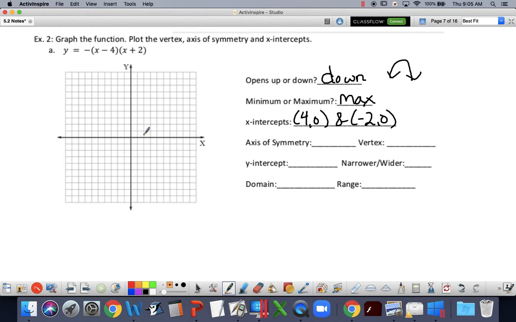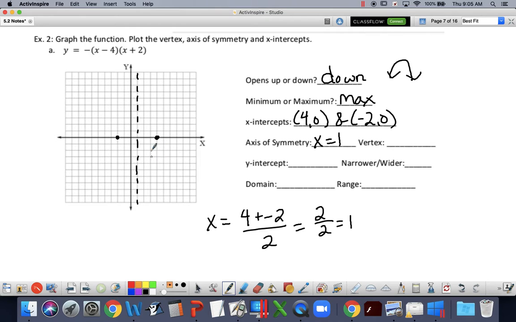So I'm going to go ahead and plot those. Got 1, 2, 3, 4, and -2. Now, in order to find my axis of symmetry, I just add my two x-intercepts together and I divide by 2. I'm just trying to find the midpoint between these. So I get 2 over 2, which is 1. So that tells me my axis of symmetry is at x equals 1. Or you can always just count it. What is really the halfway point between these two points here?